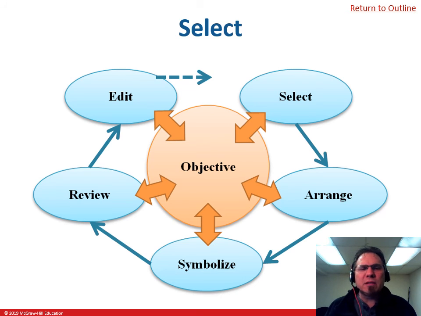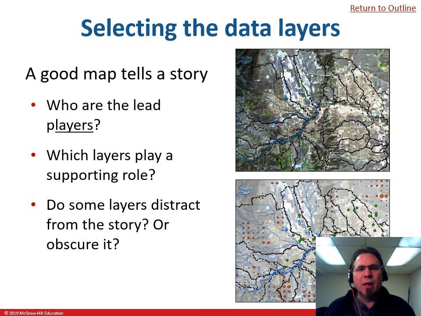All right, so the first part of this process is to select the data. Keeping the overall objective in mind, we want to select the data first. How do we do that? Well, we've seen some ways of doing that, and you'll see more of those in Chapter 6. But you have to make choices as to what goes onto your map, selecting the data layers.